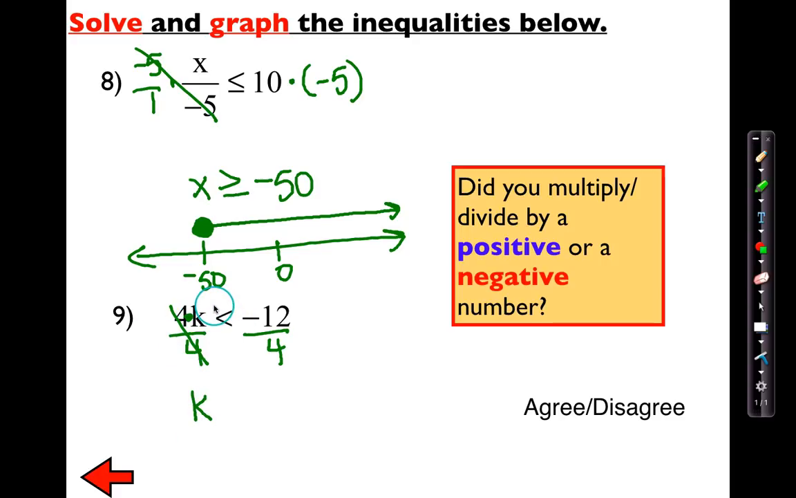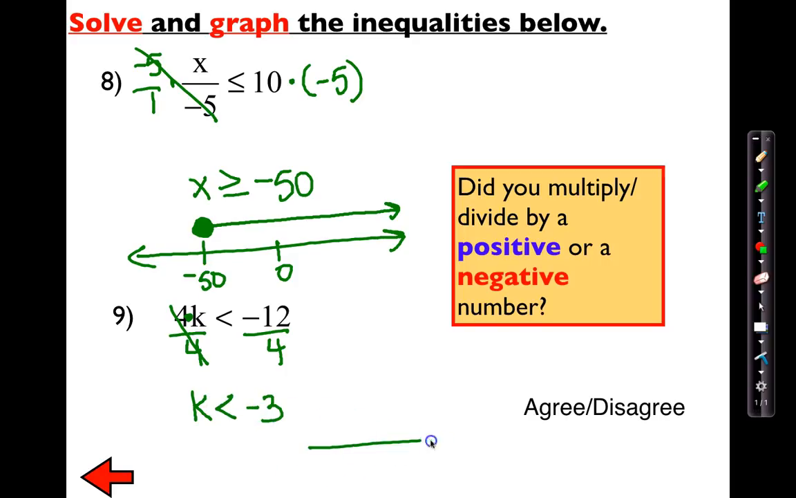Now, before I write the symbol down, I'm going to ask myself once again, by any chance did I multiply both sides by a negative or divide both sides by a negative? The answer is no. I divided both sides by a positive 4, so this sign's going to stay the same. So it's going to be less than negative 3.